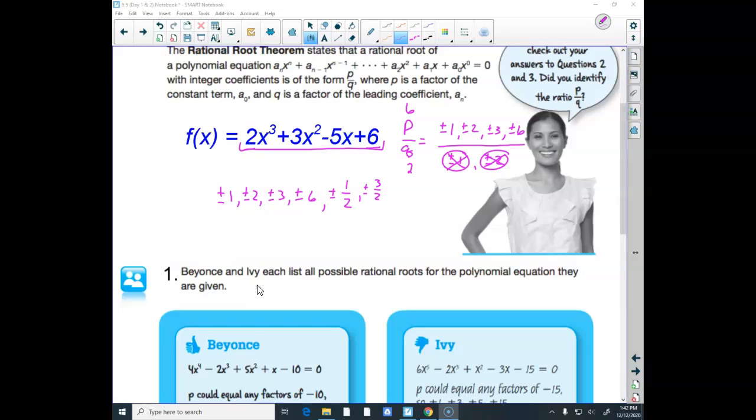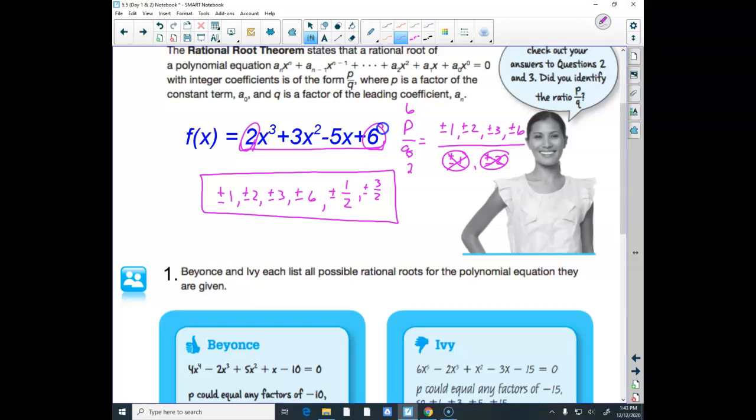So what the rational root theorem says is if I take all the factors of P, the 6, divided by all the factors of Q, 2, and I write them out into a list, this is my guessing and checking at its best. If the roots are rational, they will be in this list. Notice there's 2, 4, 6, 8, 10, 12 possibilities.